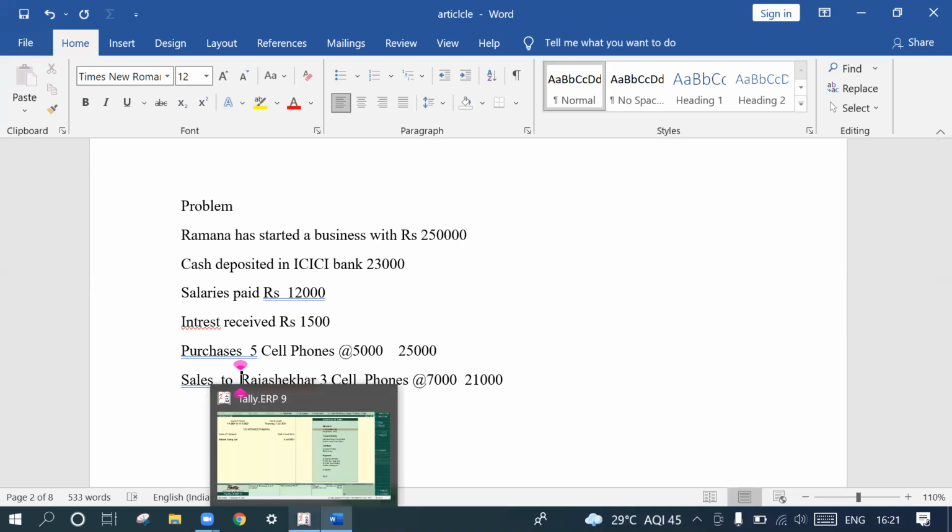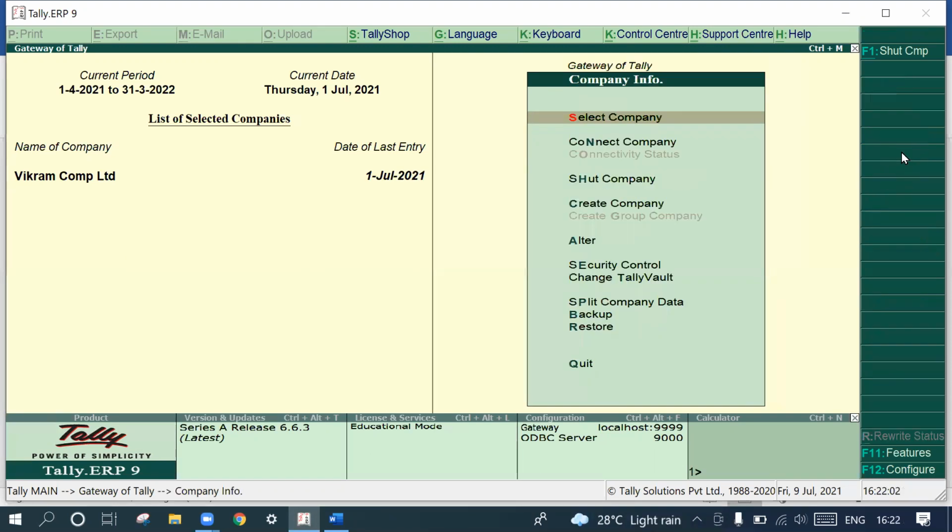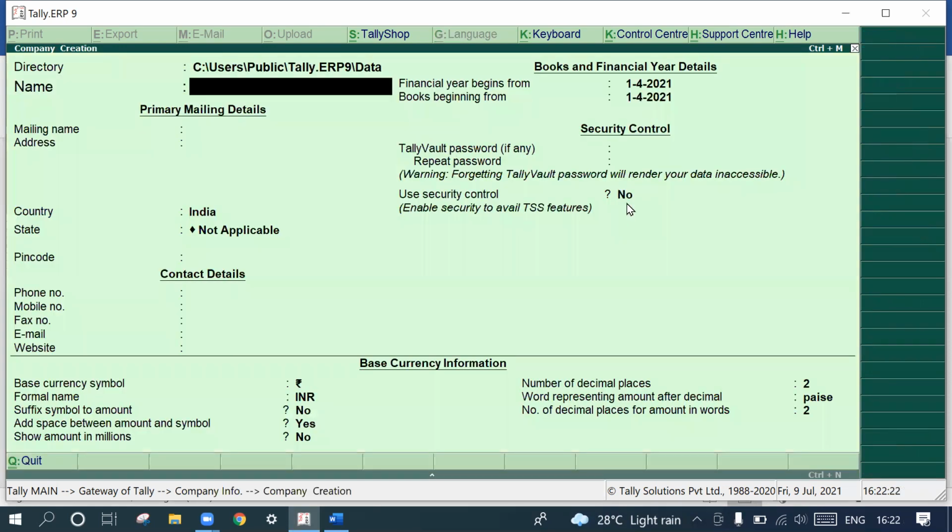So we shall jump into the Tally ERP9. Yes. Go to F3, company information. Company information, F3. See this right side. This is F3, that is company information. By clicking on this, see shut company, connect company, create company, alter company, all these details appear. So we shall click on create company. Yes. Now this is the screen for the creation of the company.